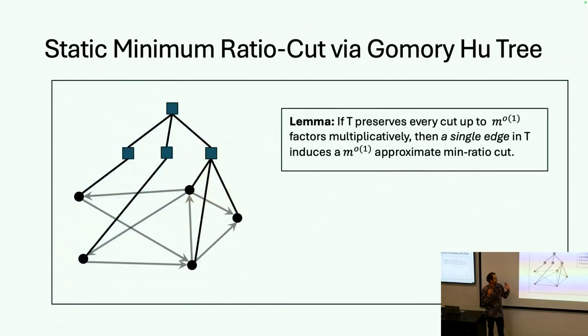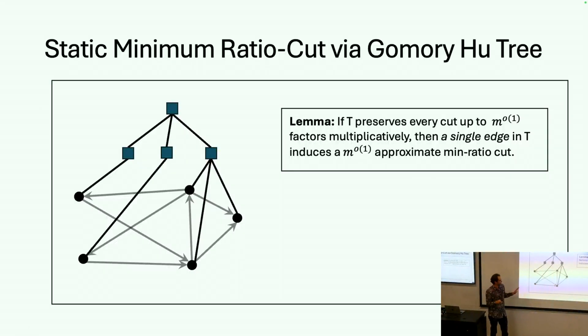If this is the case for a tree, then we can show that a single edge induces a good min ratio cut. So it suffices to just disconnect every tree edge, check on which side the vertices end up, and check all these cuts, and one of them is going to be a good cut.